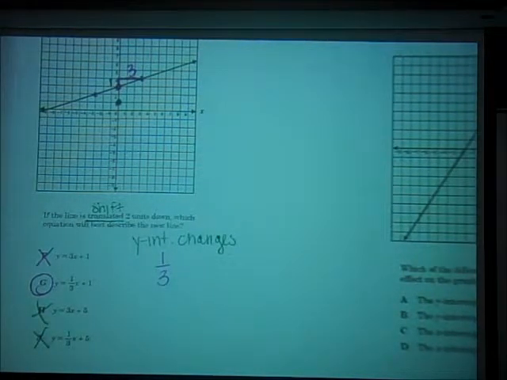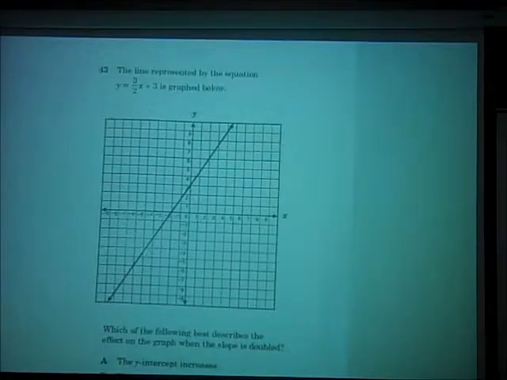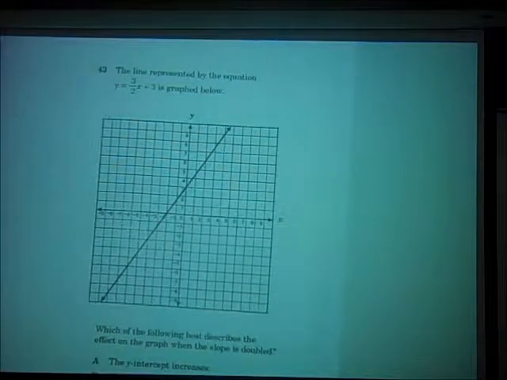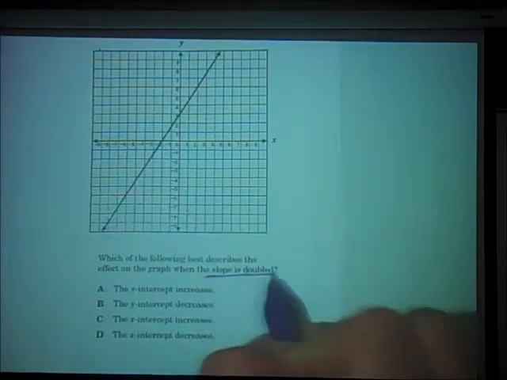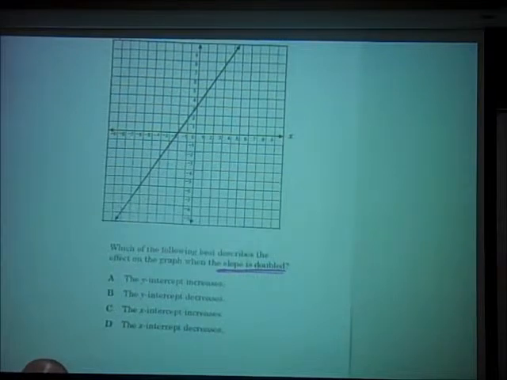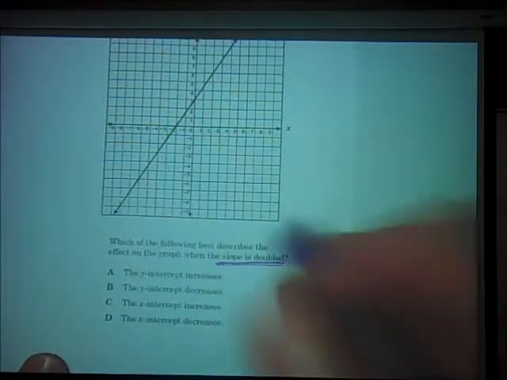Okay, 43. The line represented by the equation y equals 3/2x plus 3 is graphed below. Which of the following best describes the effect on the graph when the slope is doubled? What does it mean to double something? Yeah, I'm going to multiply it by 2.